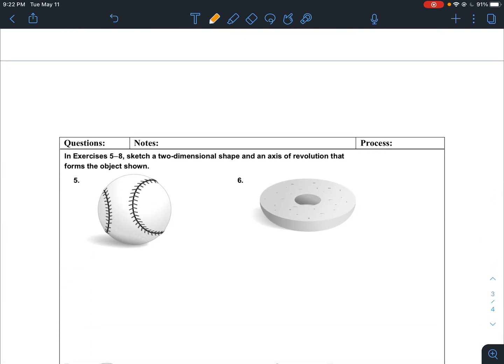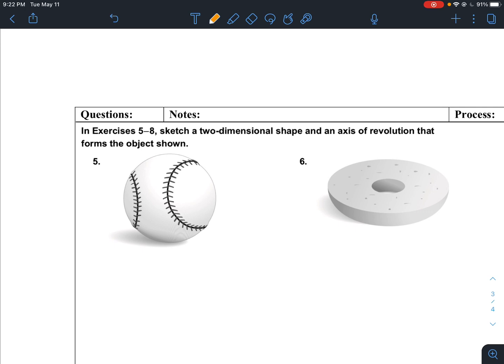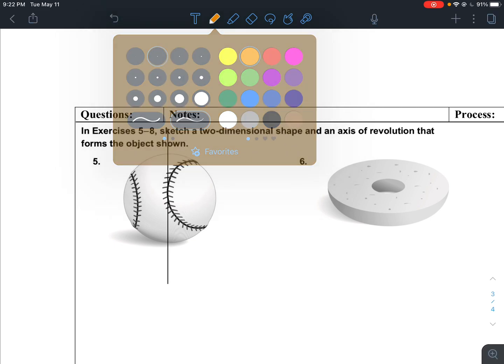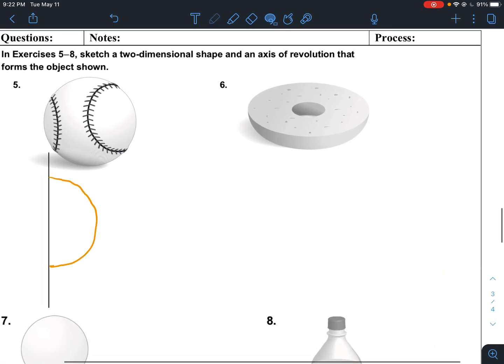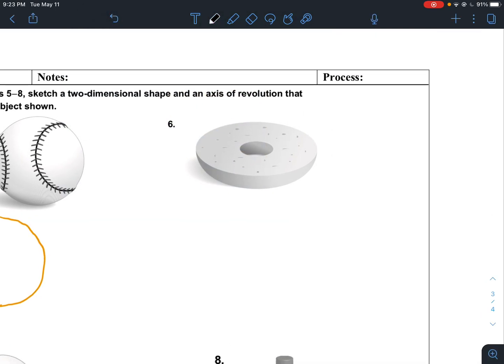Alright, so let's try a couple of these ones. Now, this baseball shouldn't be really too hard. But again, I think it's a good strategy just to kind of go through. So I would draw an axis of revolution where you can make it symmetrical. In this case, honestly, you could have done it either way, like this or like that. And then draw the outline, and that should pretty much give you what the object should be on an axis. Okay. Now this one might be a little bit trickier, but I would still try and do the same thing. So draw a line where it's symmetrical. So drawing a horizontal line might work, but I would actually just draw a vertical line here.